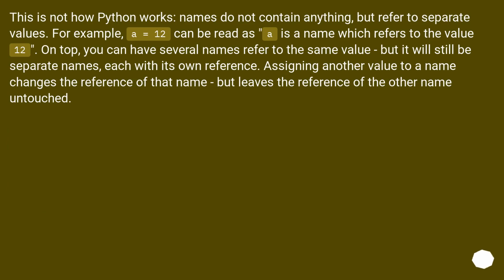This is not how Python works. Names do not contain anything, but refer to separate values. For example, a = 12 can be read as a is a name which refers to the value 12. On top, you can have several names refer to the same value, but it will still be separate names, each with its own reference. Assigning another value to a name changes the reference of that name, but leaves the reference of the other name untouched.